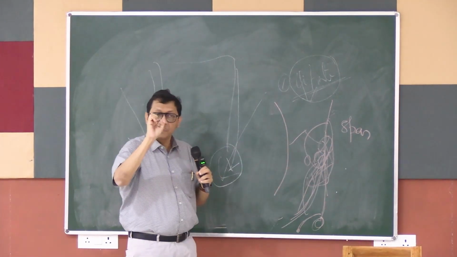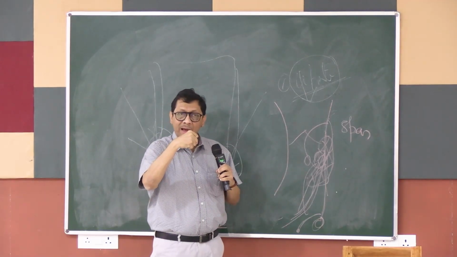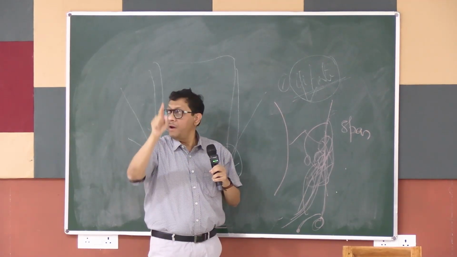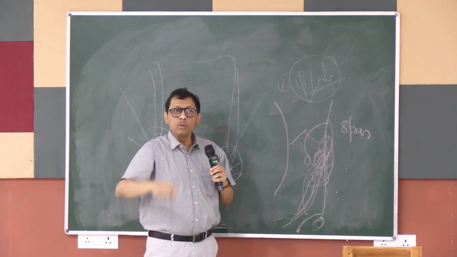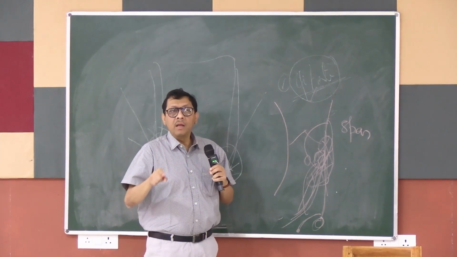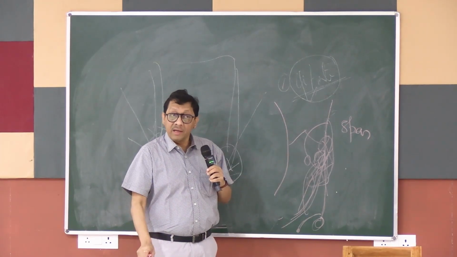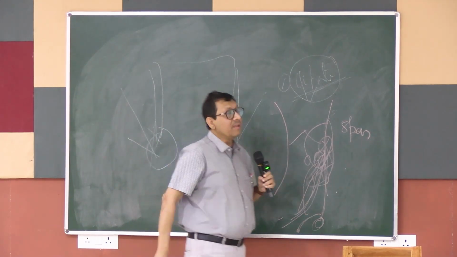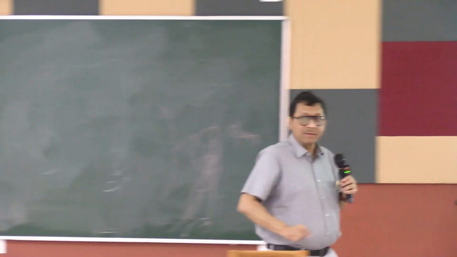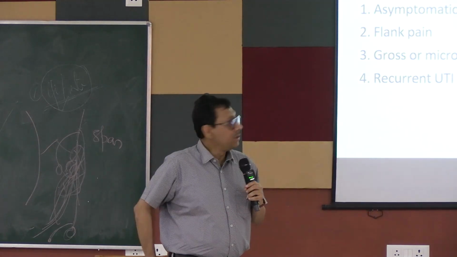Spasmodic pain, it will come as a spasm and it may radiate from back to the lower abdomen, in case of male up to the testis or into the tip of the penis. So remember, this is the nature of the pain which takes place in case of the renal stone disease.